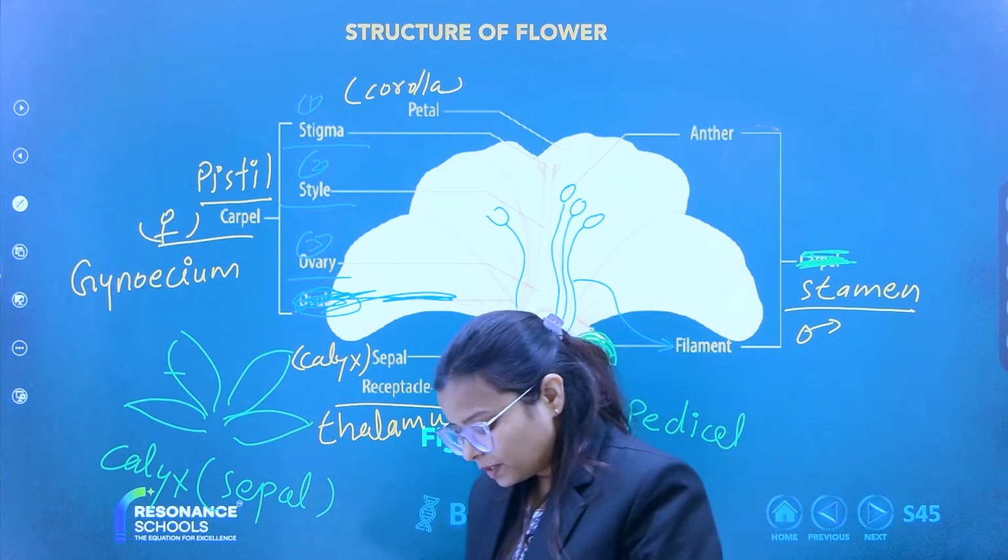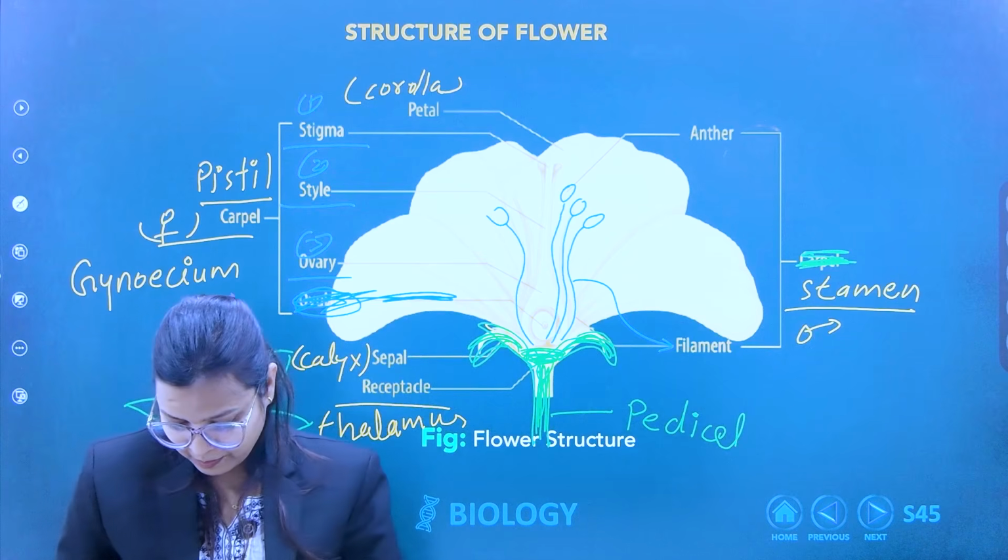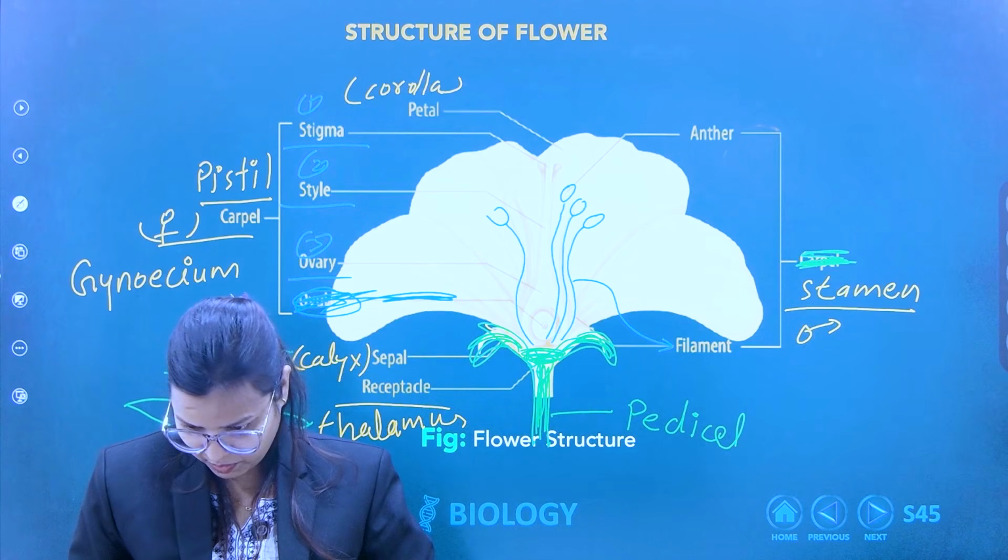Ovary keeps the plant egg sac. Plant egg sac. What is sac?